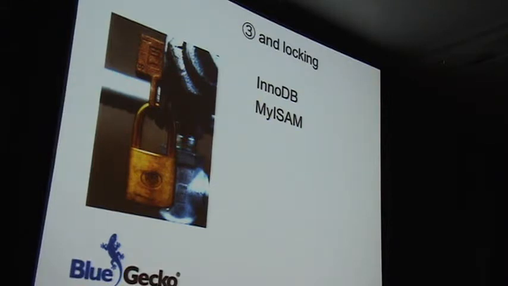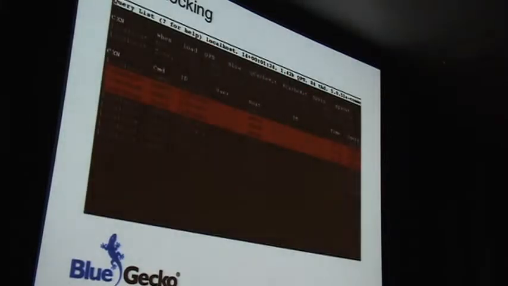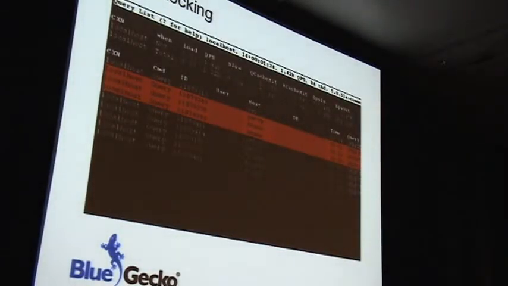I touched on locking for a moment. It's a really, really big difference that I can't stress enough between InnoDB and MyISAM, those being the two most common storage engines. InnoDB is row-level locking. MyISAM is table-level locking. Table-level locking is a pain, just universally. Row-level locking, though, can still be a problem.